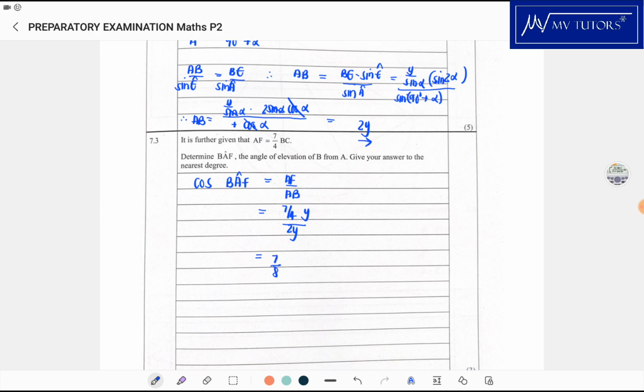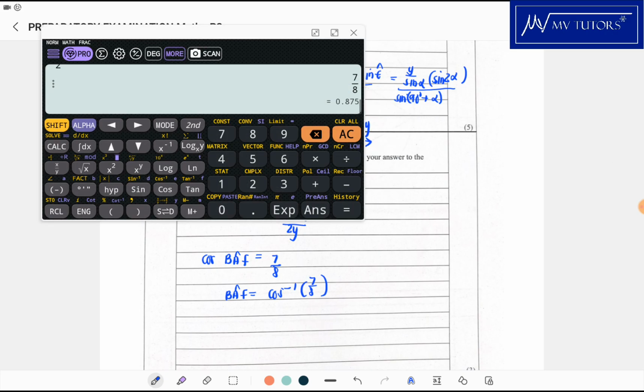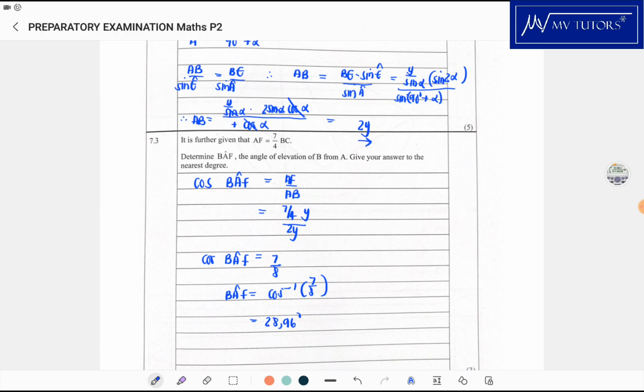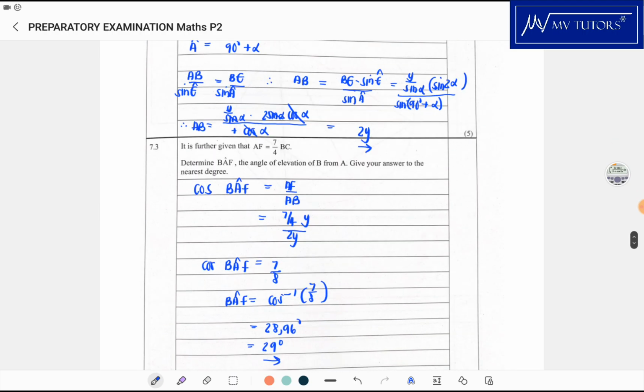But remember, we still have the cos. We need to solve for the angle A. So BAF, shift cos, answer, and we get 28.96 degrees. But they said give your answer to the nearest degree. So that's going to be 29 degrees. Okay, and that's the end of question 7.